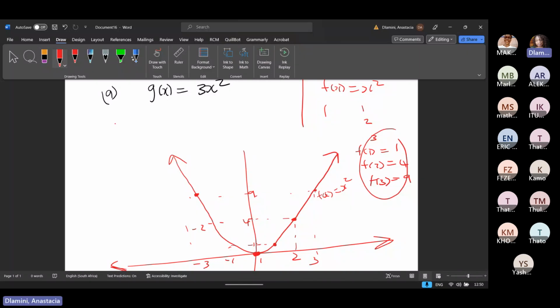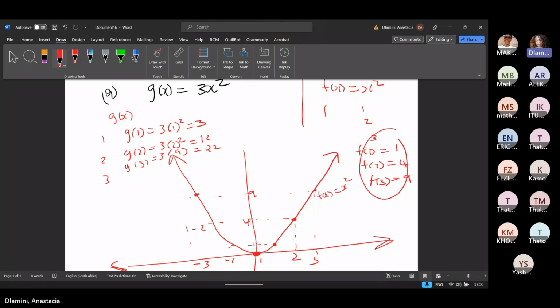Now we want g of x, so we'll choose the same values 1, 2, 3. So g of 1 is equal to 3 times 1 squared, which is 3. G of 2 is 3 times 2 squared, which is 3 times 4, that will be 12. And then g of 3 will be equal to 3 times 9, that is 27, right?